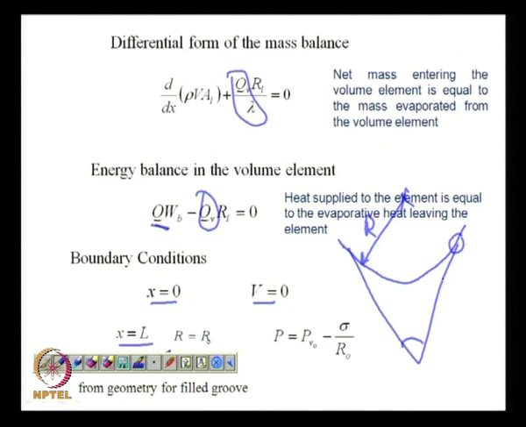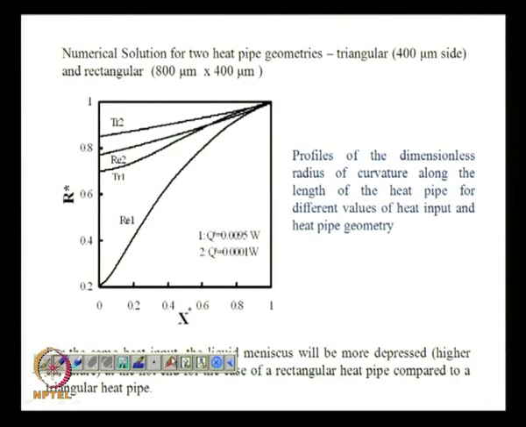So, by simple geometry you would be able to obtain the value of this r naught at the other end, and if I know the value of the r naught at the other end, I would know the pressure of the liquid at the other end using the simple Young's equation. Now, this series of equations has been non-dimensionalized and solved numerically. I will skip that part, the numerical solution part is not important.